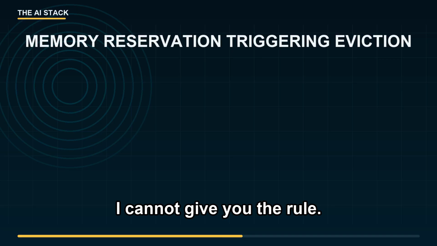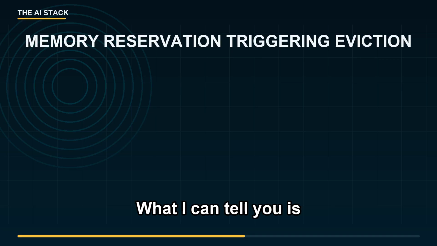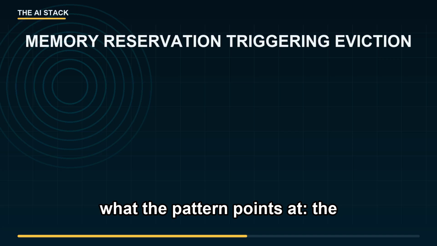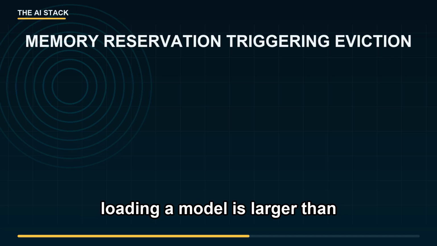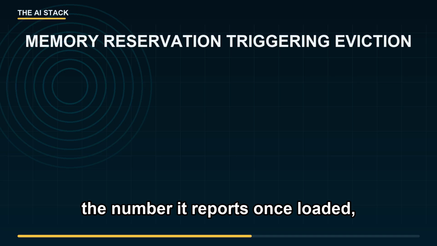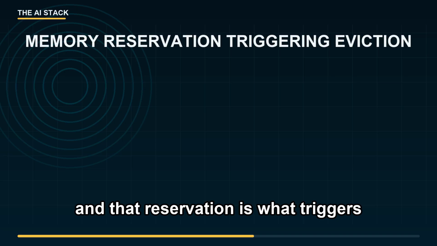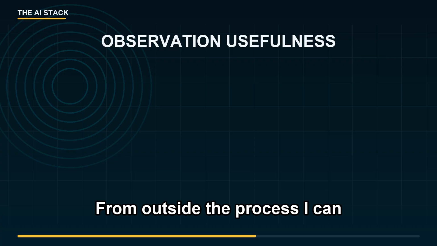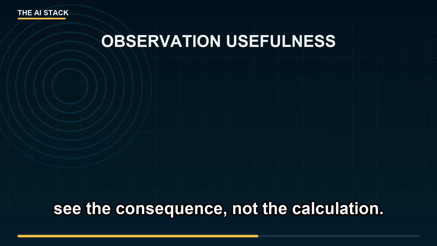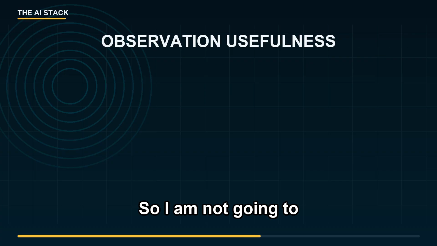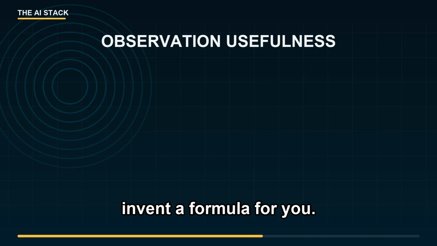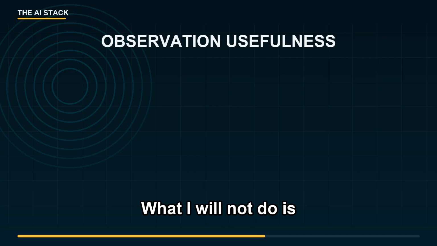I cannot give you the rule. What I can tell you is what the pattern points at. The memory Ollama reserves, while it is loading a model, is larger than the number it reports once loaded, and that reservation is what triggers the eviction. From outside the process, I can see the consequence, not the calculation. So I am not going to invent a formula for you. What I will not do is pretend the observation is useless, because it is not.